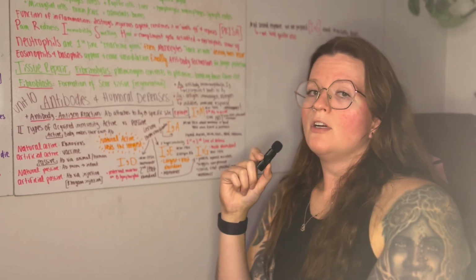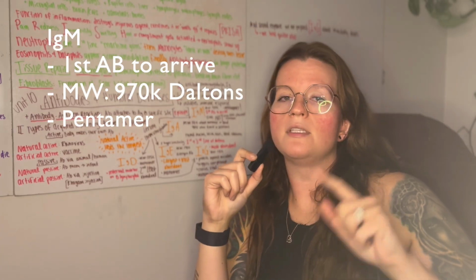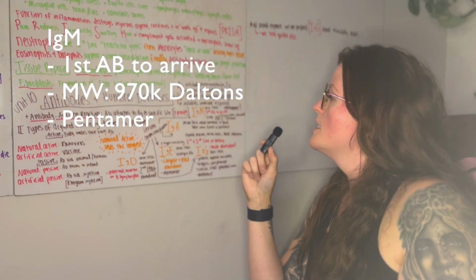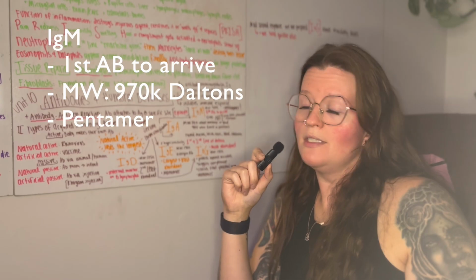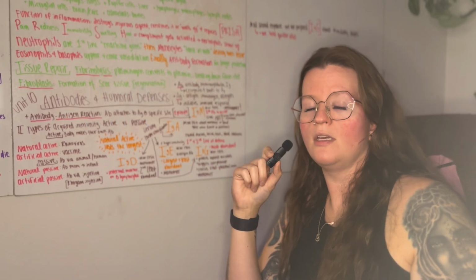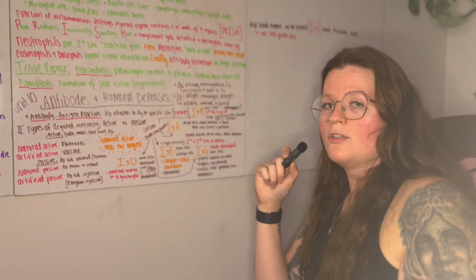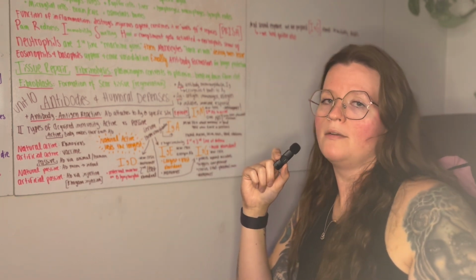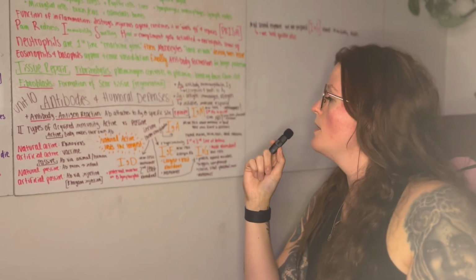Moving on to the serum antibodies, we're going to start off first with IgM because IgM is the first to arrive at the site of an infection. Its molecular weight is the highest of all of them at 970,000 Daltons, and IgM is also a pentamer. It is the only pentamer. Everything else essentially is a monomer. IgM also does not cross the fetal placental membrane. So mom keeps this within her, baby does not get any of this.